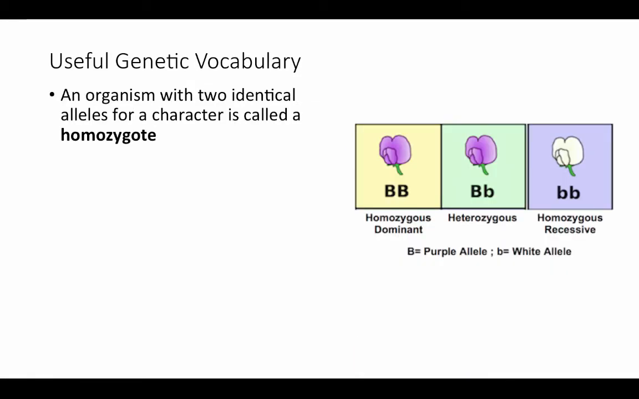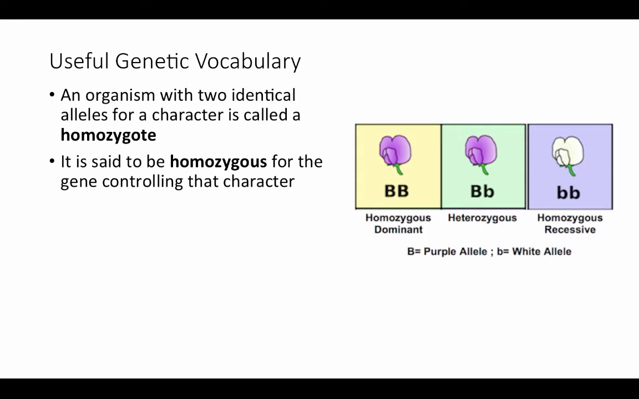So let's talk about some of the vocabulary that we use. An organism with two identical alleles for a character is called a homozygote, and it is said to be homozygous for the gene controlling that character. This is a purple homozygote, this is a white homozygote.